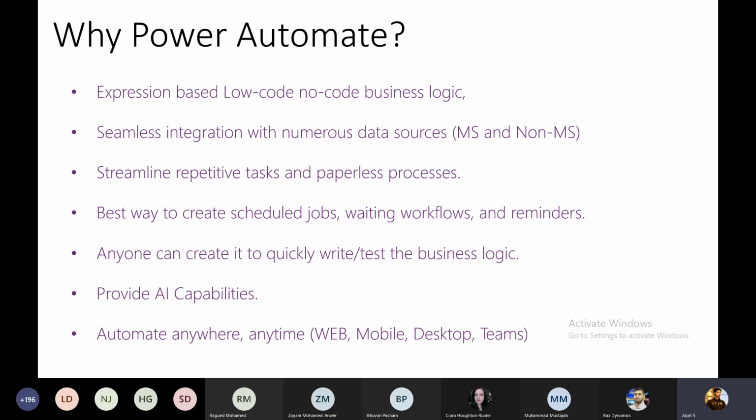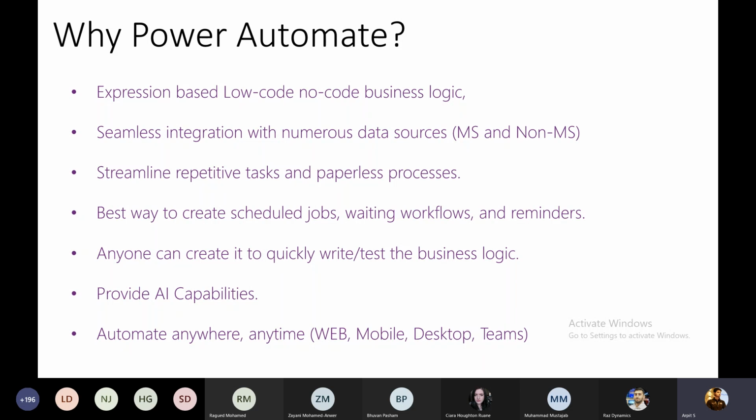It is the best way to create scheduled jobs, waiting workflows, and reminders. There are a lot of business use cases where you have to schedule a job, or write waiting workflows and reminders. In the earlier days, our only option was the classic workflows, but they were not mature enough to write waiting workflows and so on. They actually used to consume synchronous processes. But using Power Automate, you can simply write your reminders, like sending birthday reminders, or create waiting workflows. These sorts of requirements you can achieve.